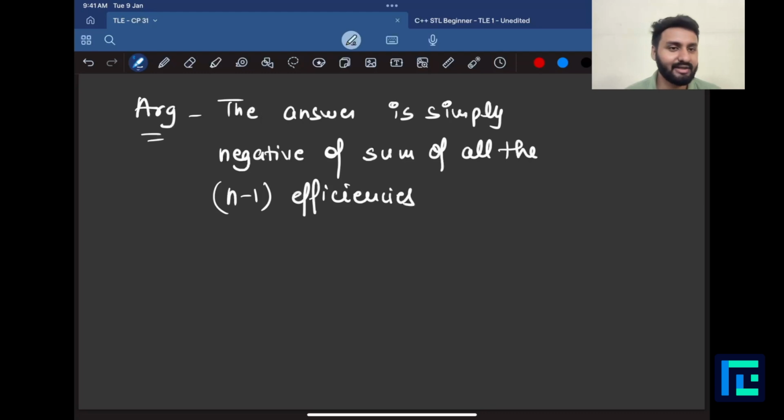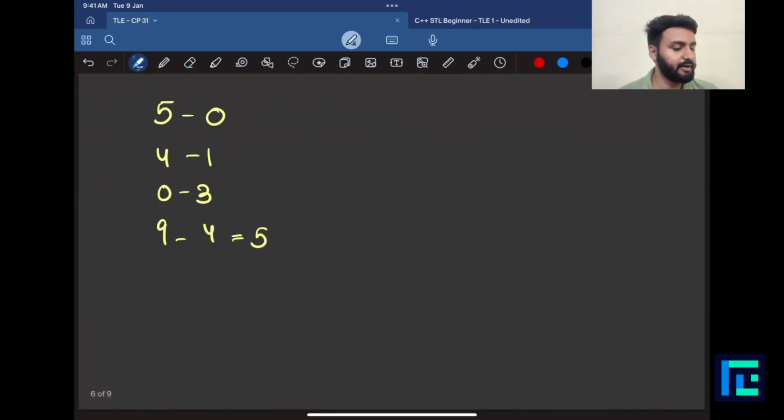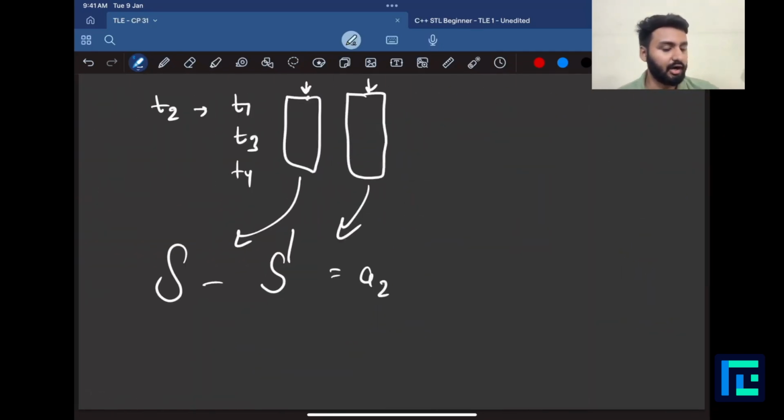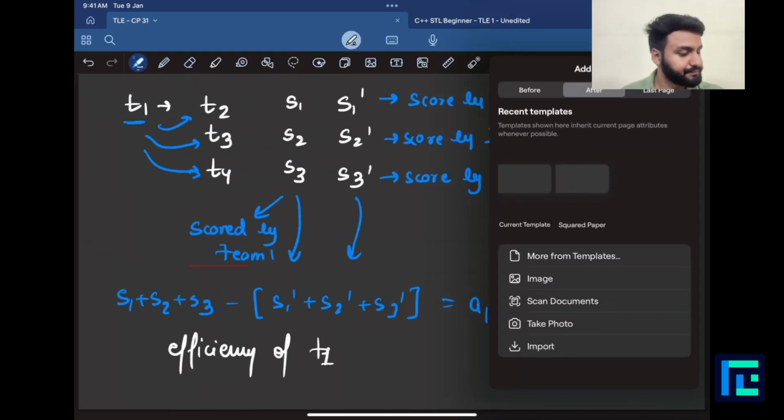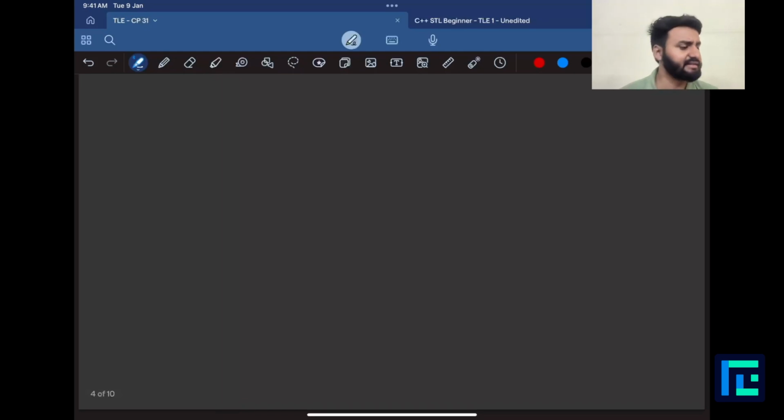If let's say I told you that the answer is this, how easy would be the problem? But the argument is, yes, this is actually the correct answer, and we'll try to understand why. Why is this happening? For that, I'll go back to my explanation over here, where we took some example of the teams. Or rather, I'll insert a new page over here. Let's try to understand very simply.